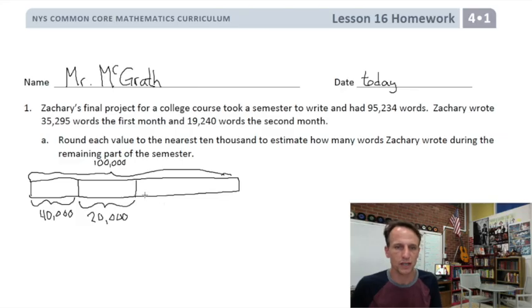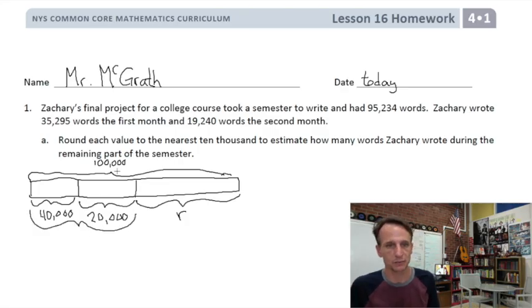Now this is what we're trying to find here, the remaining part of the semester. Let's call it R for remaining part. To find this R, we need to know what these are together, right? In order to subtract them from here. And now you could do it different ways. You could take the 100,000, subtract the first part, then subtract the second part, and that would give you the third part. Or we could combine these two first and then subtract them, okay? Which I think you'll see is going to be easier when we get to doing the actual numbers.